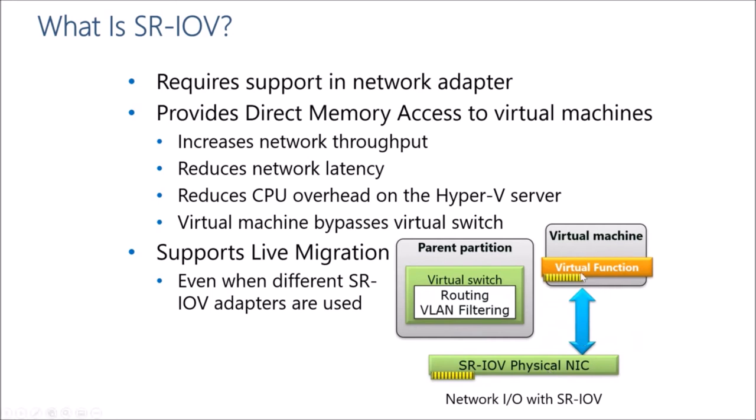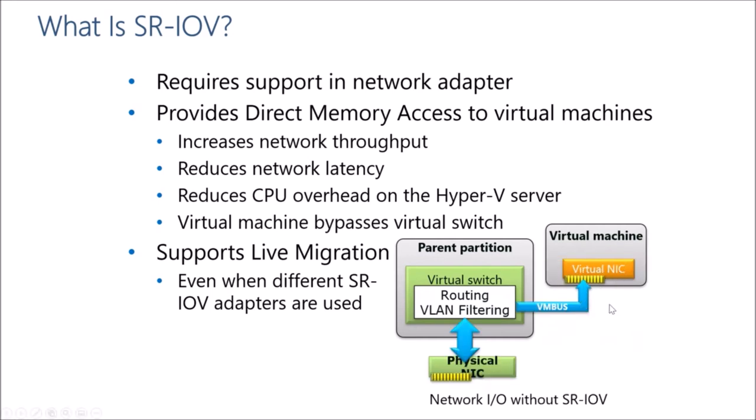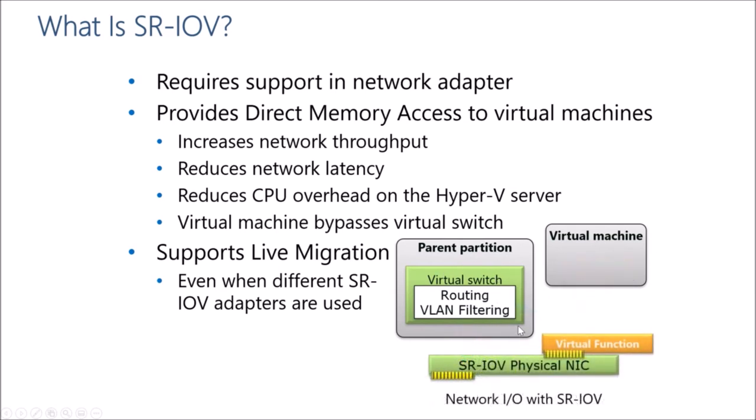So basically, if you look at this diagram, normally it goes from the physical switch to the physical adapter to the parent partition to the virtual switch, goes through the VM bus, then it gets to the virtual machine. So a lot of processing and work happening here. But with SR-IOV, a lot of those functions are directly communicating between the virtual machines and this physical network interface card that is capable of this, so offloading the processing from the host CPU, memory and so forth.